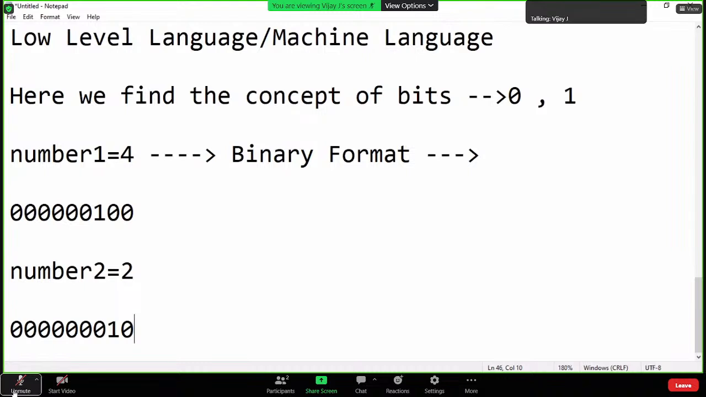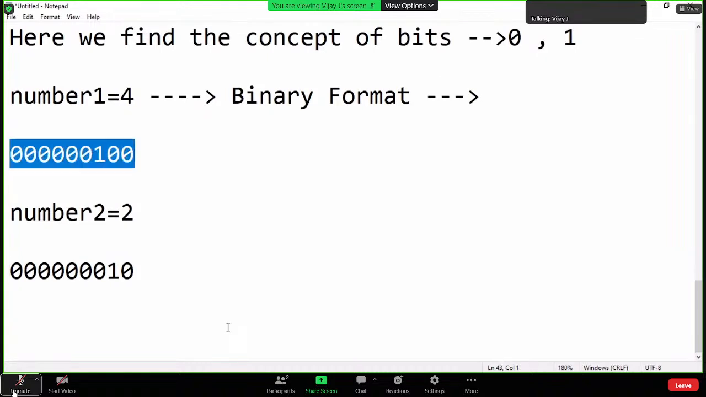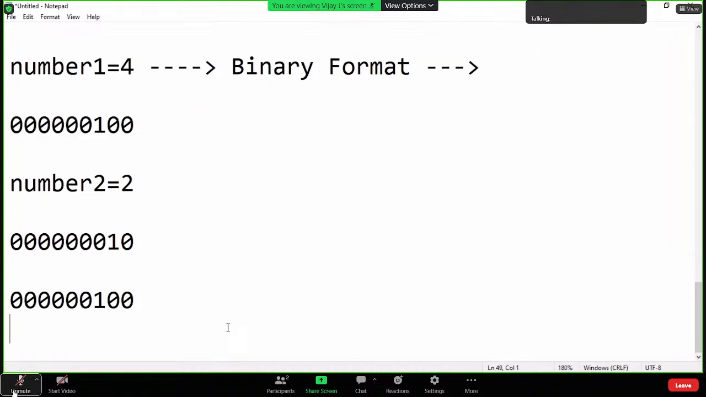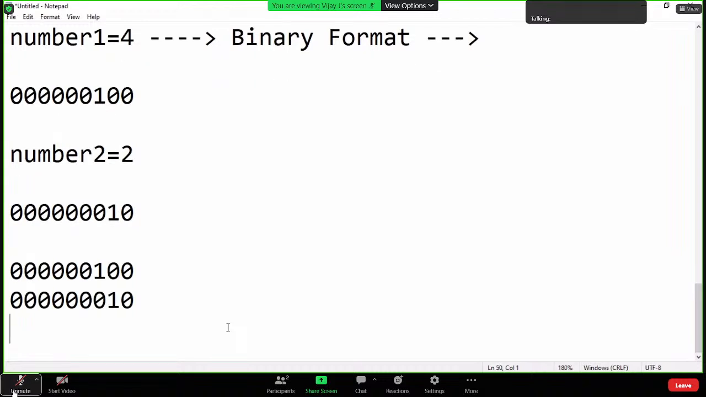At the end point, we can find something like this one. But what is happening here? We are having the concept of addition. Clear? Plus. So just you can understand that.